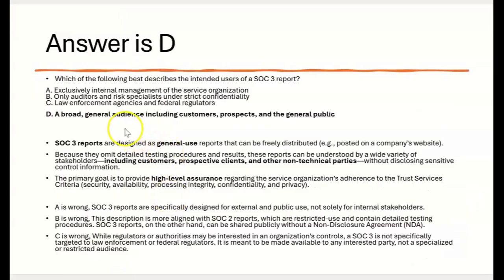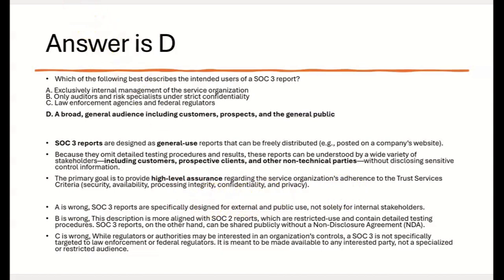D is correct, a broad general audience including customers, prospects, and the general public, because SOC 3 reports are designed as general use reports. They can be freely distributed. They can be posted on the company's website because they omit detailed testing procedures and results. So these reports can be understood by a wide variety of stakeholders, including customers, prospective clients, and other non-technical parties without disclosing sensitive control information. The primary goal of SOC 3 is to provide high-level assurance regarding the service organization's adherence to the trust services criteria.